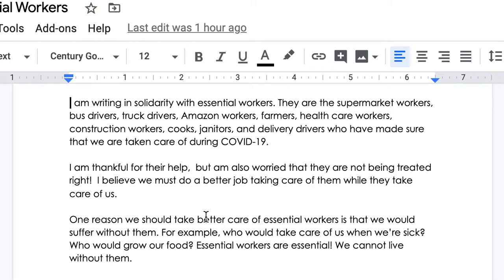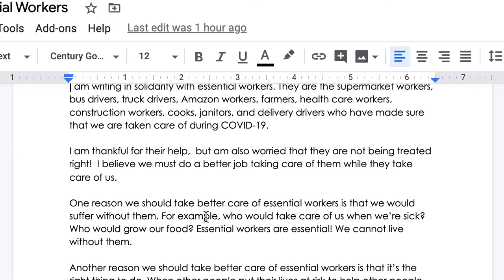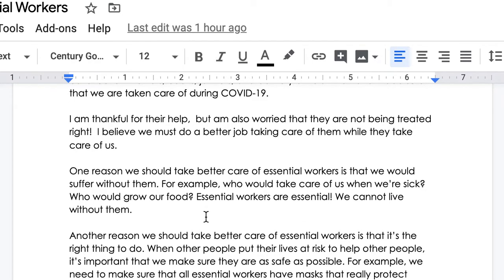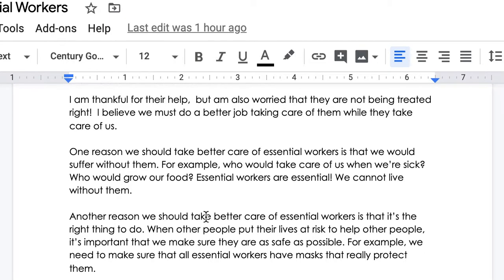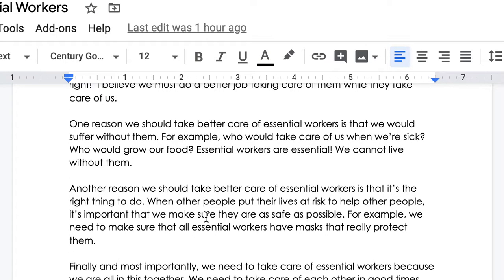And here's one I wrote for the essential workers. I'm writing in solidarity with essential workers. They are the supermarket workers, bus drivers, truck drivers, Amazon workers, farmers, healthcare workers, construction workers, cooks, janitors, and delivery drivers who have made sure that we are taken care of during COVID-19. I'm thankful for their help, but I'm also worried that they are not being treated right. I believe we must do a better job taking care of them while they take care of us.